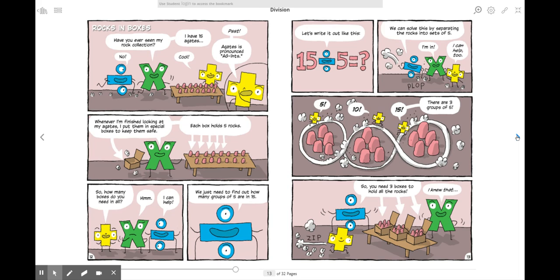I can help. We just need to find out how many groups of 5 are in 15. Let's write it out like this. 15 divided by 5 equals. We can solve this by separating the rocks into sets of 5. I'm in. I can help too. 5, 10, 15. There are 3 groups of 5. So you need 3 boxes to hold all the rocks. I knew that.